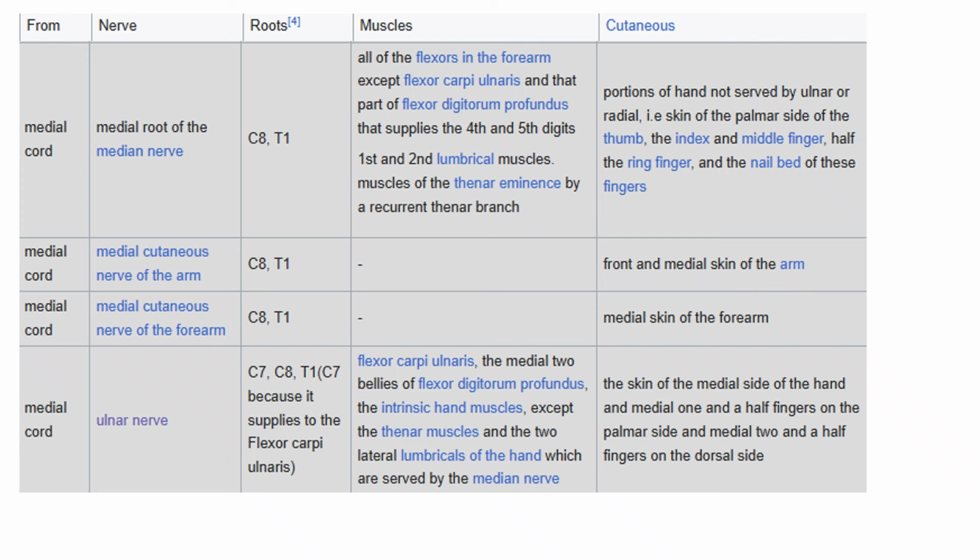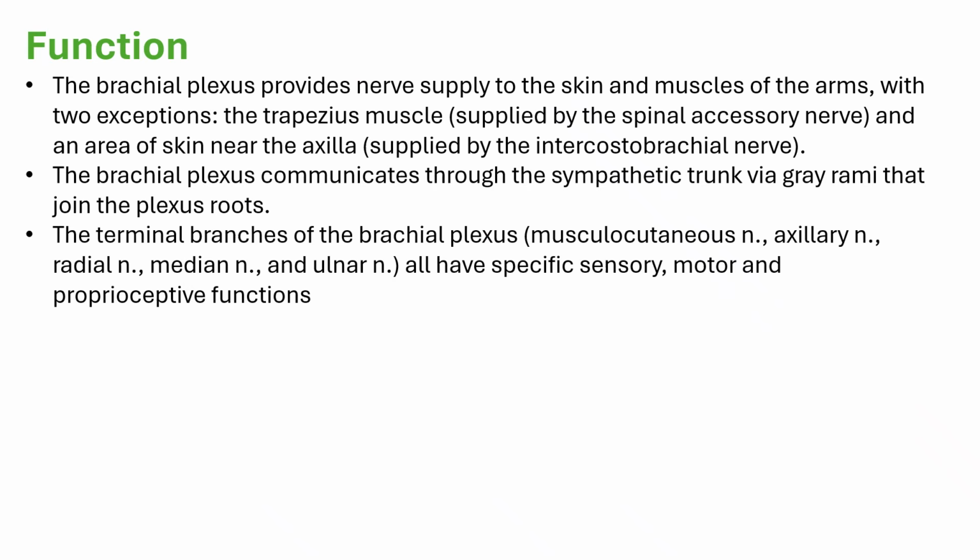Medial cord, ulnar nerve, C7, C8, T1, flexor carpi ulnaris, flexor digitorum profundus, intrinsic hand muscles, thenar muscles, lumbricals of the hand, except those served by the median nerve. The skin of the medial side of the hand, the medial 1.5 fingers on the palmar side, and medial 2.5 fingers on the dorsal side.